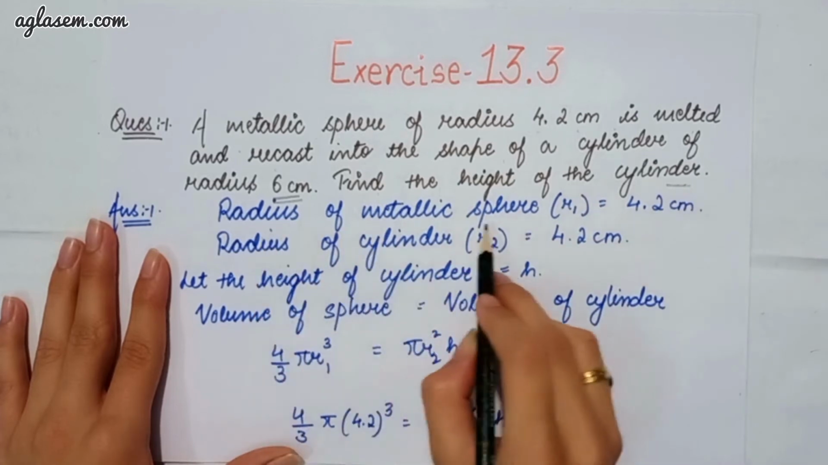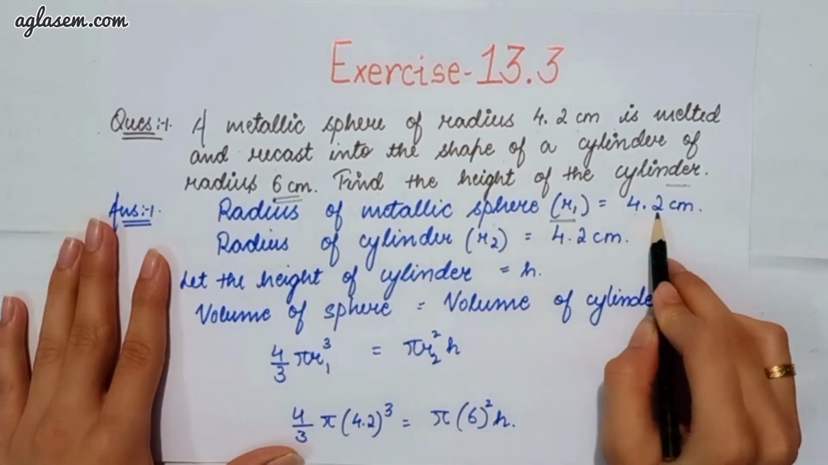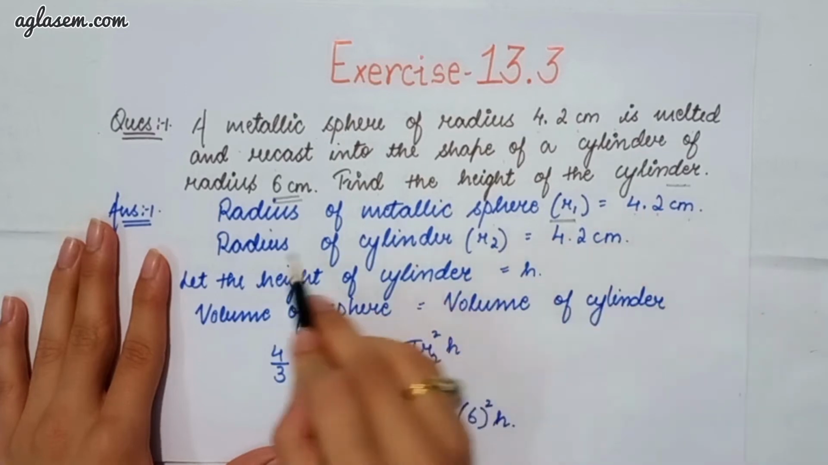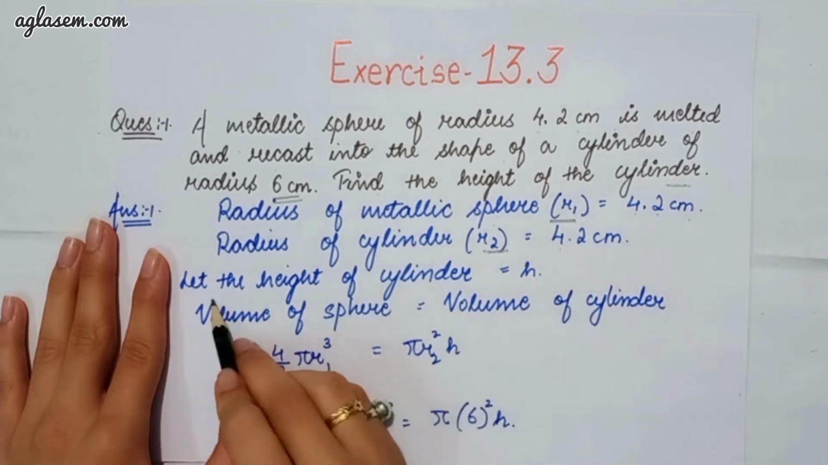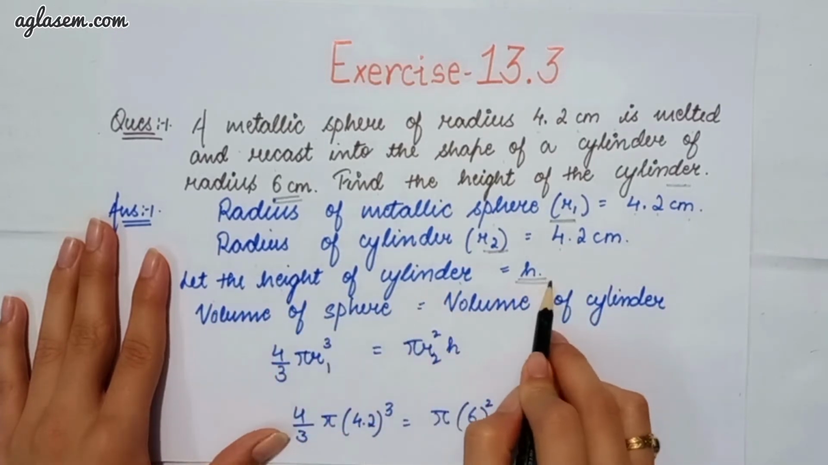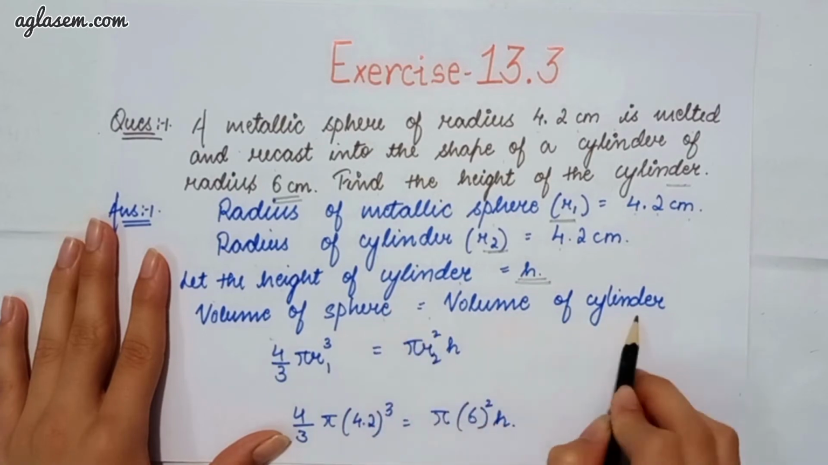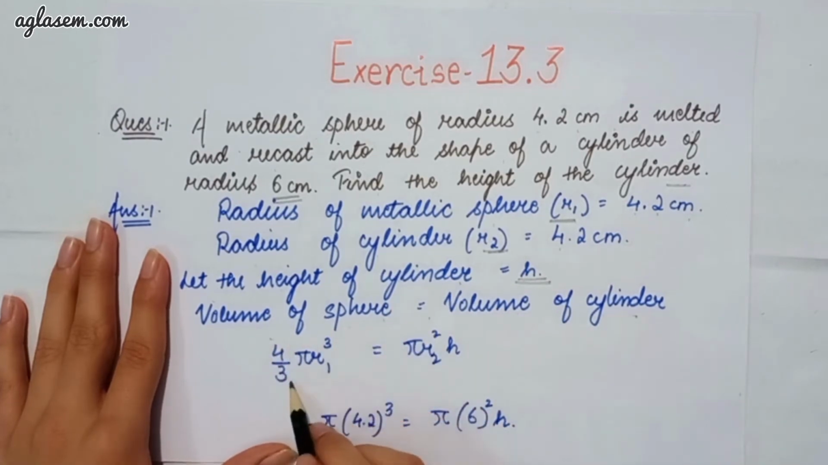So here the radius of the metallic sphere, that is R1, is 4.2 centimeter, and this is given to us, and the radius of the cylinder, that is R2, is 6 centimeter. We have to let the height of the cylinder be H. So the volume of sphere is equal to the volume of cylinder. So the volume of sphere is 4 upon 3 into pi into R1 cube, equal to the volume of cylinder, pi R2 square H. So 4 upon 3 into pi into 4.2 cube is equal to pi into 6 whole square into H. Solving this we can find the value of H.